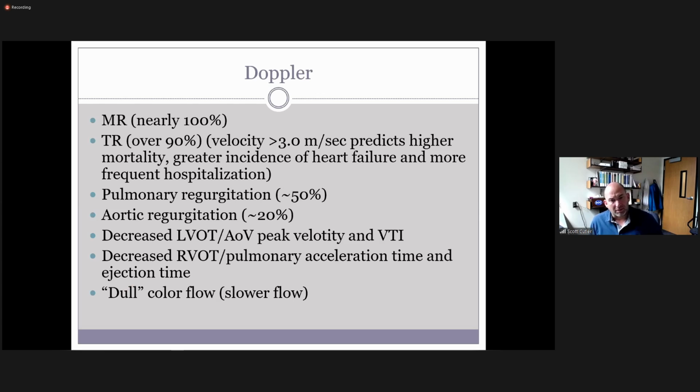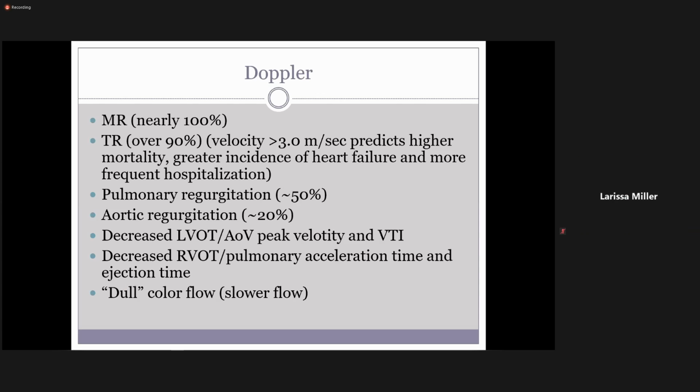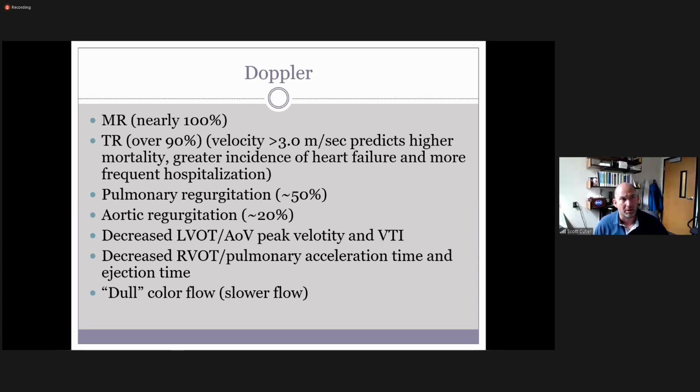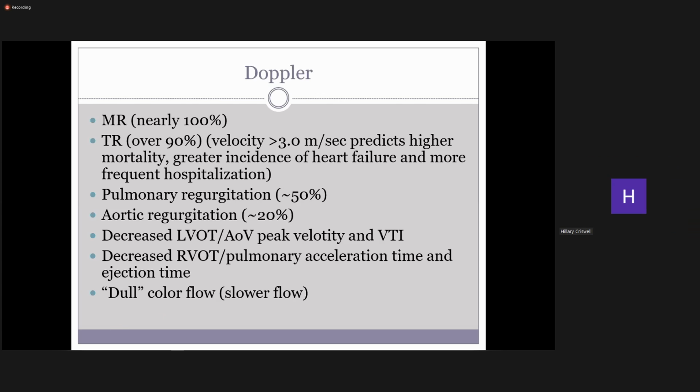How do you think that links to billing? Can you just make an adjustment on the fly and say, oh, I think they need a full echo versus a limited echo? What do you think? I bet you they're paying for a full echo no matter what.